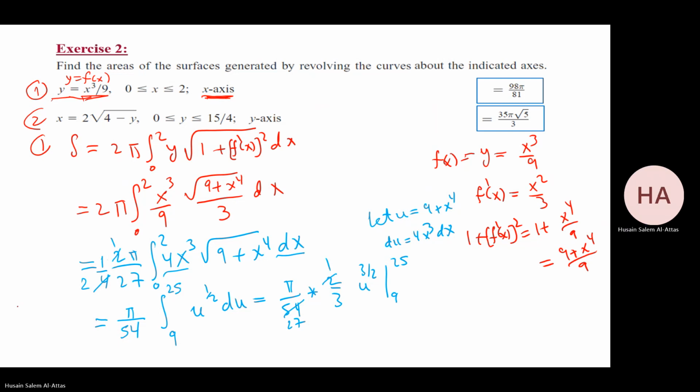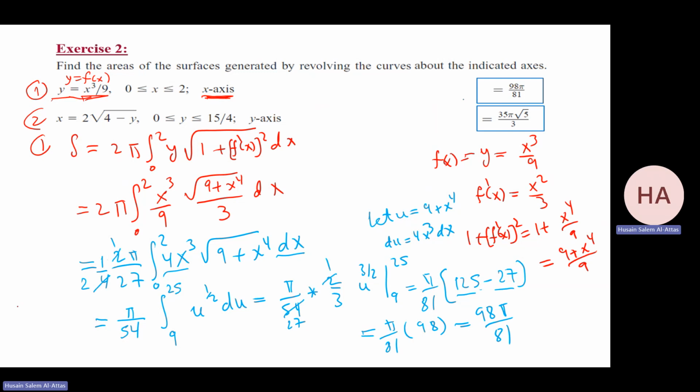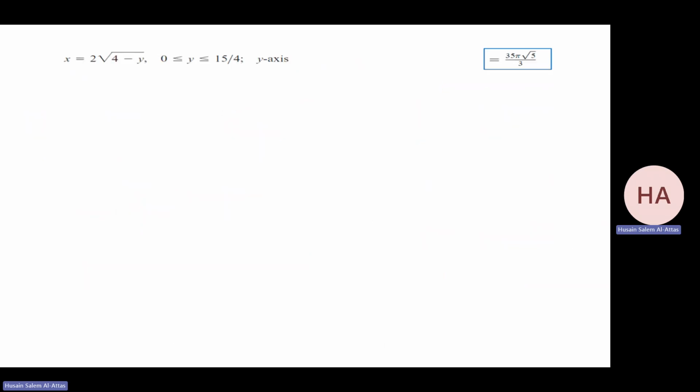Then π over 81, 25, 5 cubed, 125, minus the square root of 9, 3 cubed, 27. That gives me π over 81 times what? 100 minus 2, which is 98. So it will be 98π over 81, which is this. That's correct. Okay, next one, I will do it here. Now it's about what?